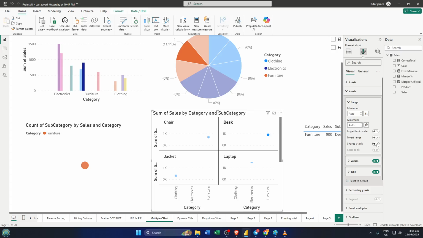Alright, to sum up, anytime you're using small multiples in Power BI, you can easily toggle between shared and individual y-axis scaling in the Format pane. Just find y-axis, then Scale Range, and pick the option that fits your analytical goals. Shared is best for direct comparison. Individual is great for highlighting trends within each category.